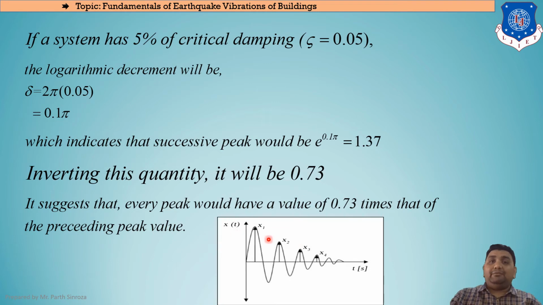That means if we talk about this x1 and x2, we can all see that this x1 amplitude is higher as compared to x2, and x2 is higher as compared to x3. That means it is decreasing. So each successive peak, as we can see here, x1 and x2, this x2 will be at least 0.73 times of this preceding peak. That means x2 will be at least 0.73 times x1.